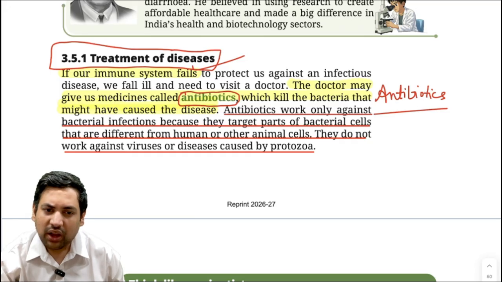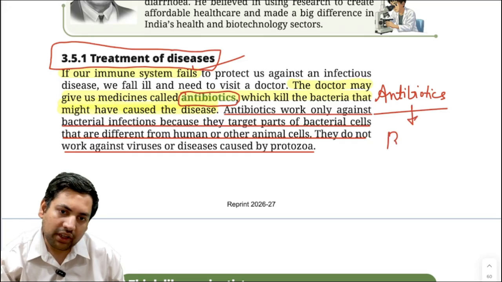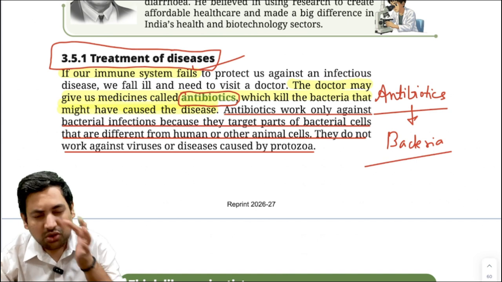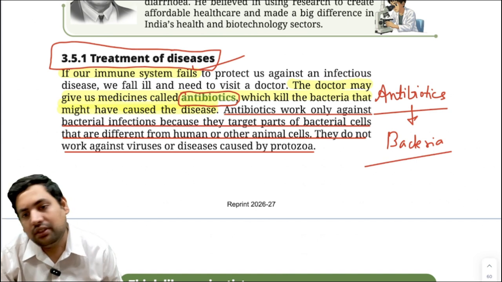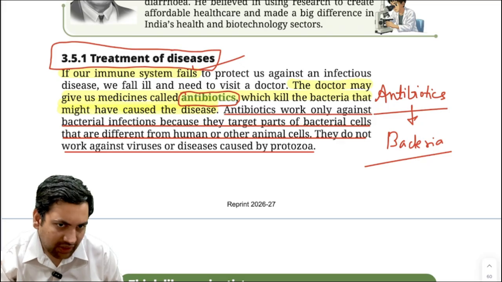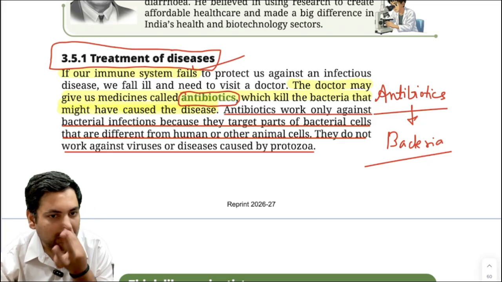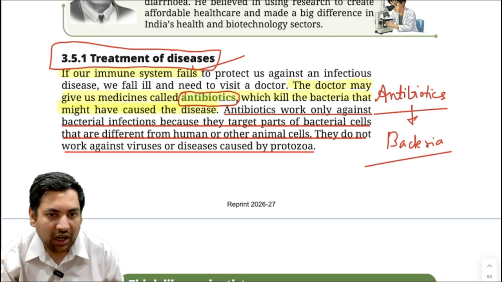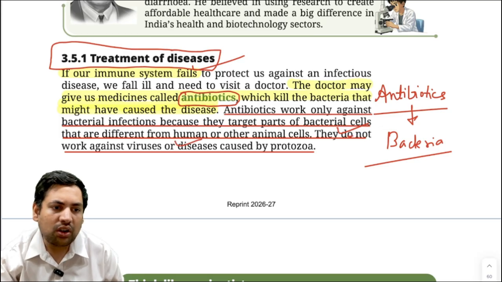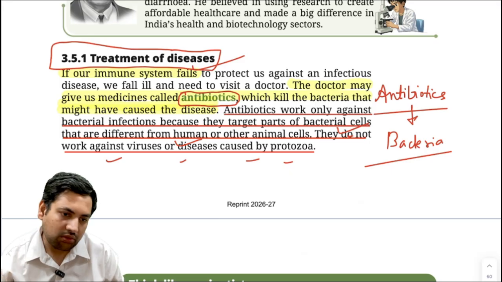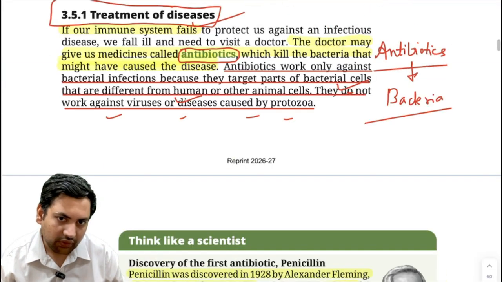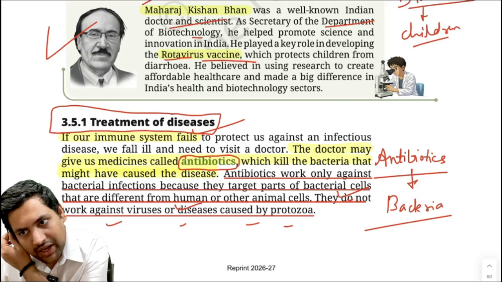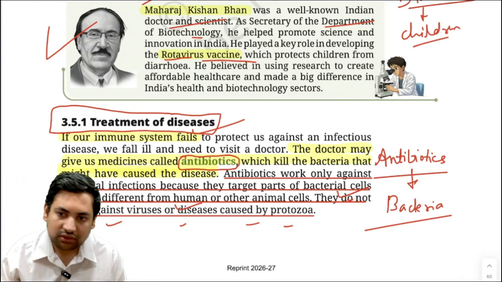Now, antibiotics specifically work against bacteria. Correct? Not so much against other kinds of pathogens. Antibiotics work only against bacterial infection because they target parts of bacterial cells that are different from human or other animals. They do not work against viruses or disease caused by protozoans. So you understood what an antibiotic is, that can kill the bacteria that is causing it.